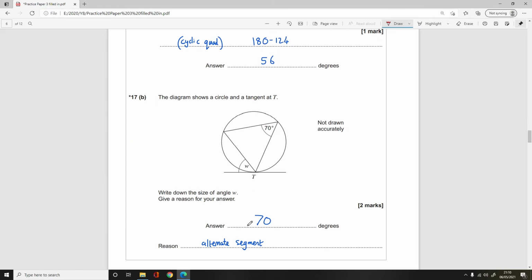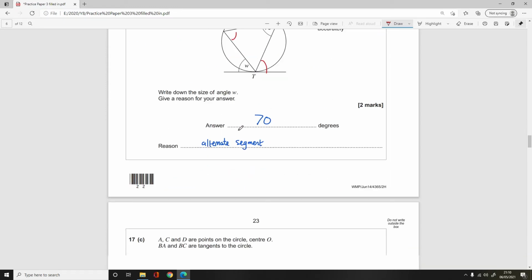17b, 70 degrees because it's an alternate segment. And the alternate segment is basically if you have a triangle balanced on the tangent, then the bottom left is the same as the top right, and also these two would be the same, so the bottom right is the same as the top left.